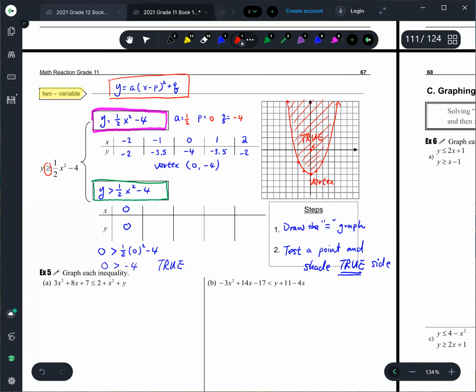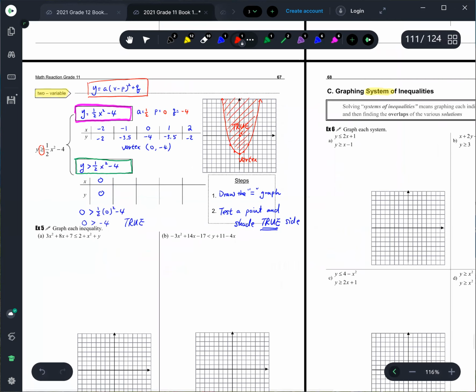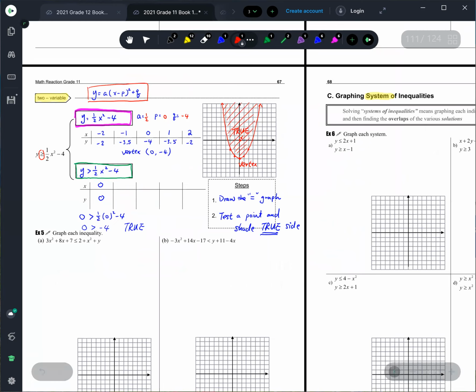Anyone has questions? Okay, it's the same way we did for your homework. The only difference is now we have to draw the parabola, find the vertex, and get a table, so we don't use slope anymore. That's the only difference. The way you test is the same, and the way you shade is the same rule. All right, we're going to try 2 questions down below.